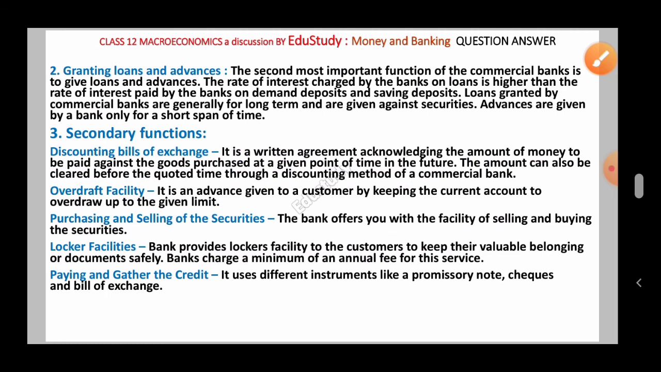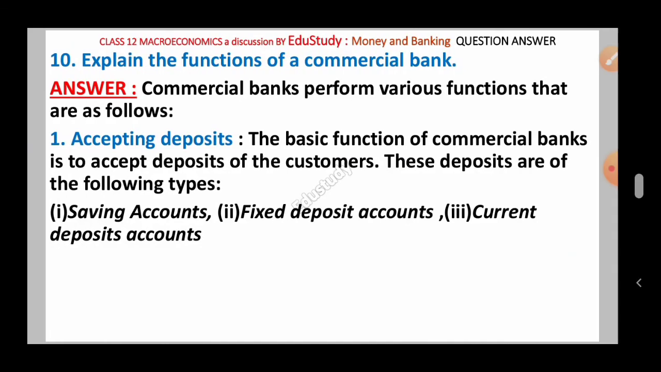Next one is paying and gathering credit. It uses different instruments like promissory notes, cheques, and bills of exchange for paying and gathering credit. So these are the functions of a commercial bank.